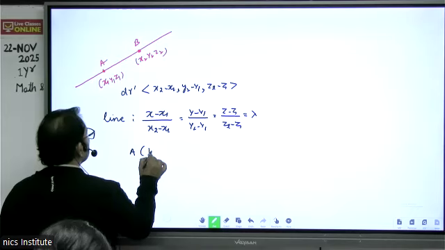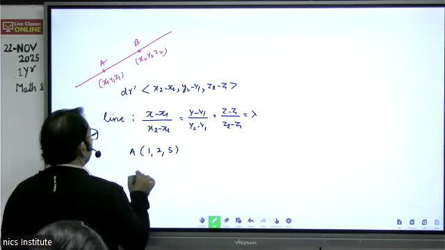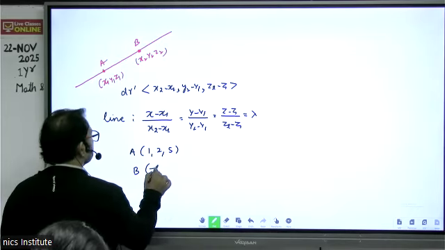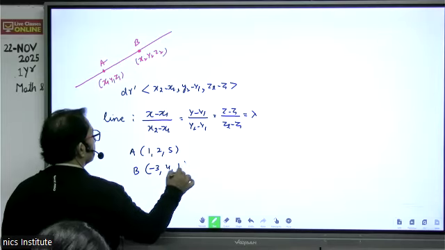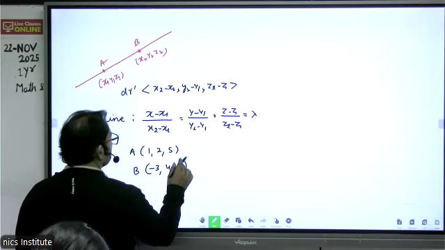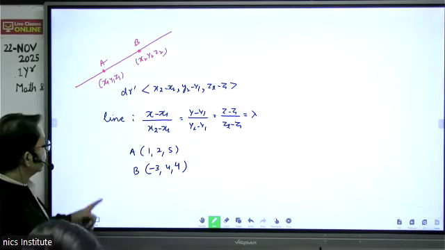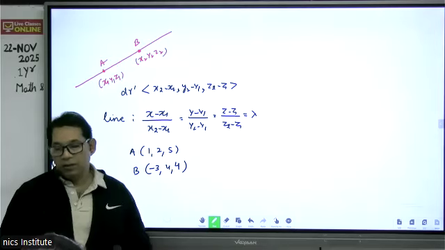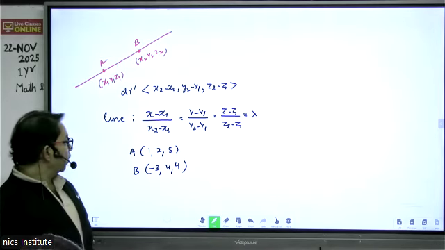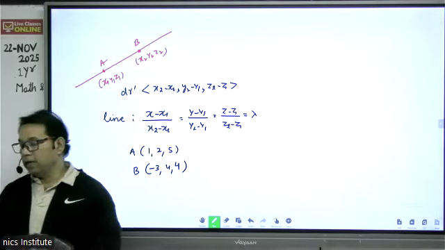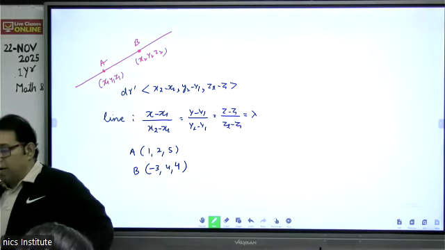Find vector and Cartesian equation of a line passing through 2 points A and B. A is 1, 2, 5, B is -3, 4, 4.